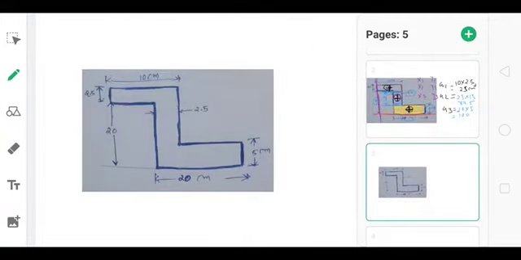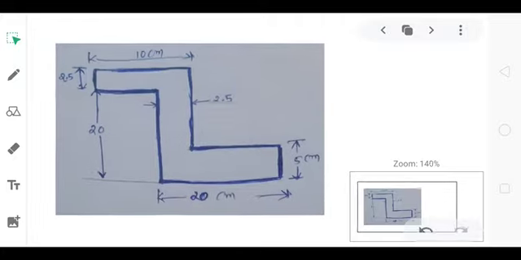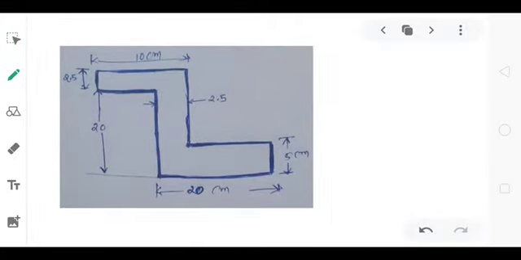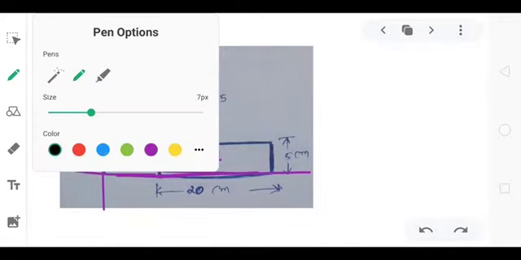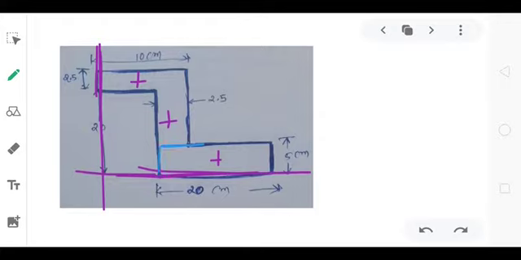So this is our figure of the section. So in here we are going to find out the coordinates of the center points. So one center will be here, another will be here, and another will be here. So these are our rectangles. This will be our rectangle number 1. This will be our rectangle number 2, and this will be the rectangle number 3. And these are the three centers of the rectangles.